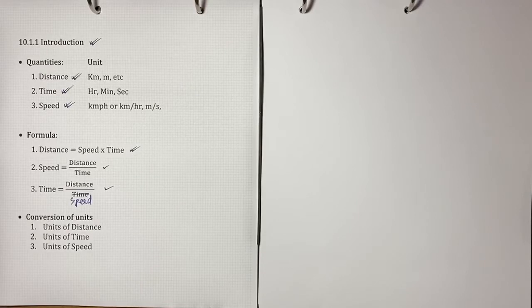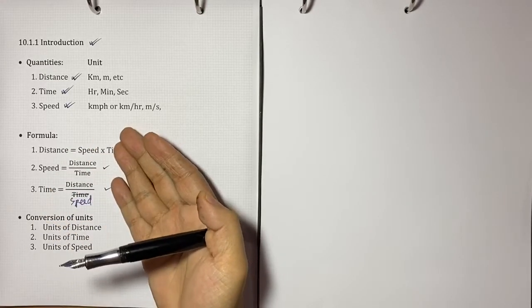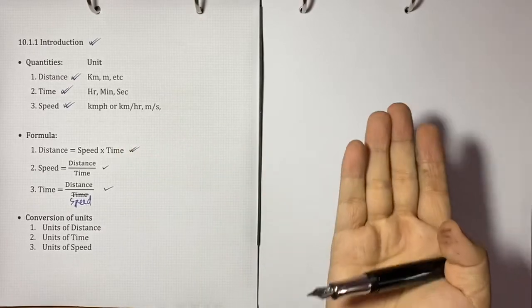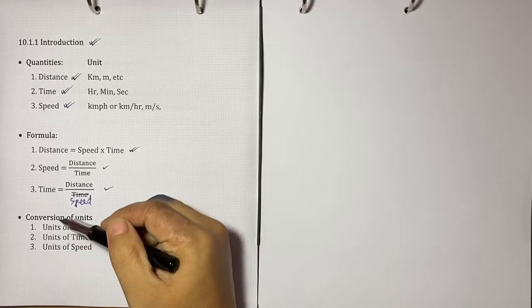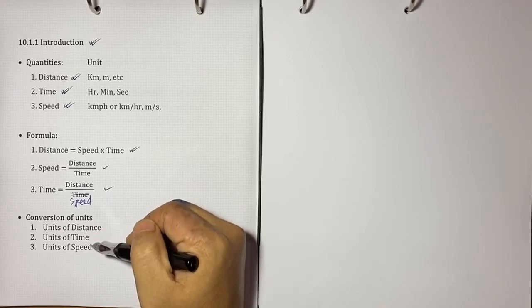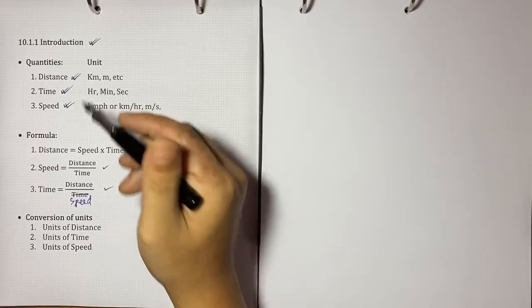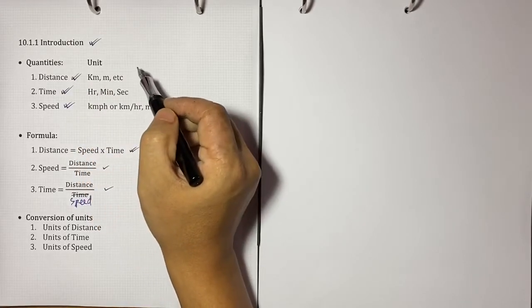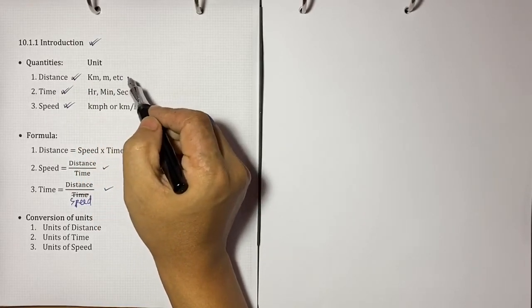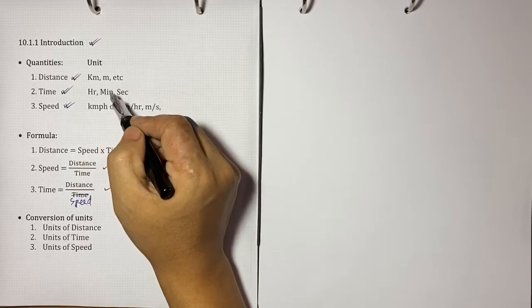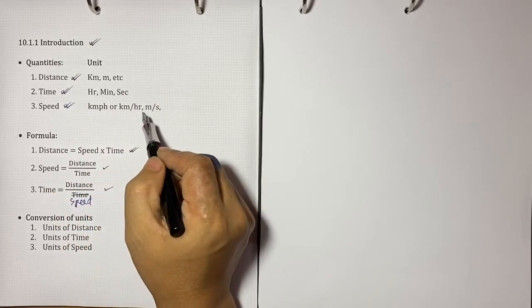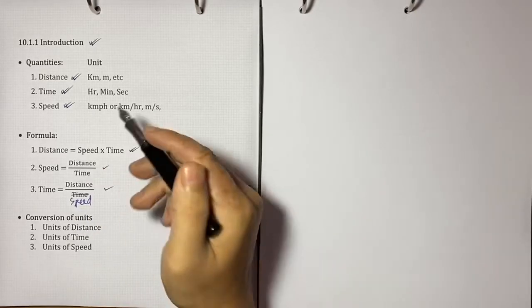First, we need to know what these quantities are based on the problem types. Let me explain the conversion of units. Distance is a quantity, and quantities are measured in units: kilometer, meter; hour, minute, second. Speed is kilometer per hour or meter per second.